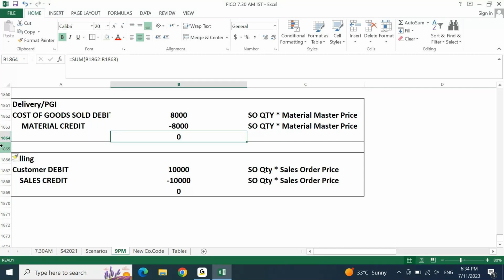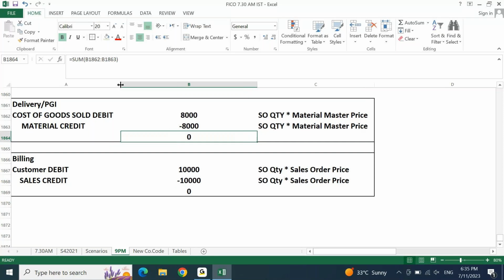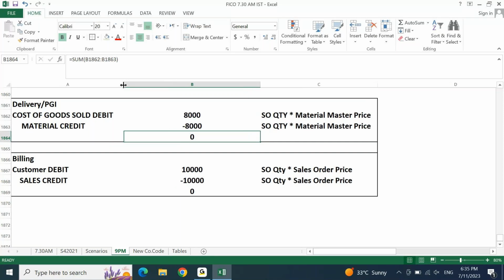Sir, could you please explain why we are debiting cost of goods sold and crediting material? Okay. So whenever we are doing a sale, when you are selling the product or the material, whatever material you are selling to the customer is currently listed as stock. In short, inventory. Inventory will sit in your balance sheet as an asset.